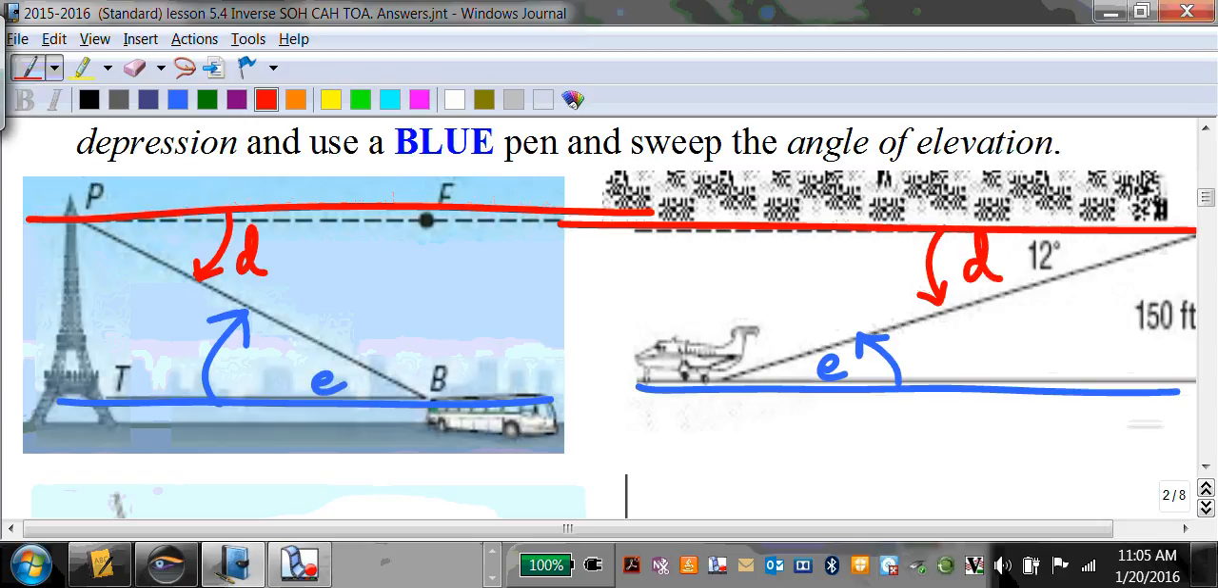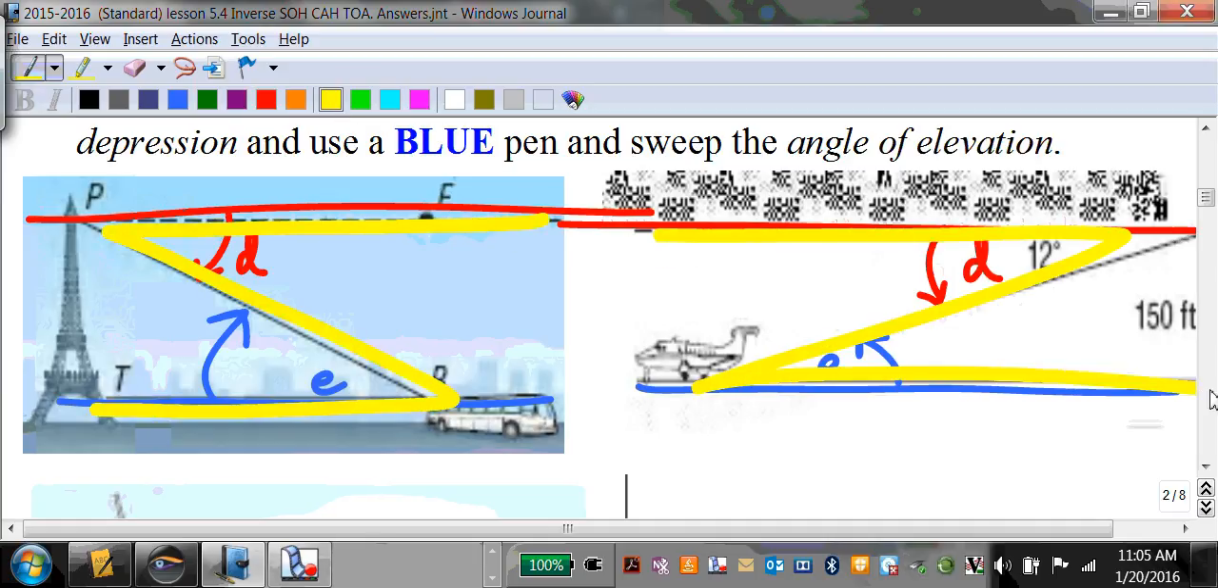There's something that should start reminding you of. Tell a neighbor, what is this reminding you of? Go. See it? Yeah, you guys got it. Alternate interior angles. In fact, if everyone physically trace it, here's a big hint.